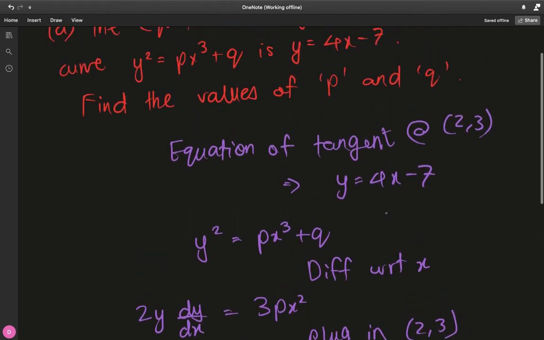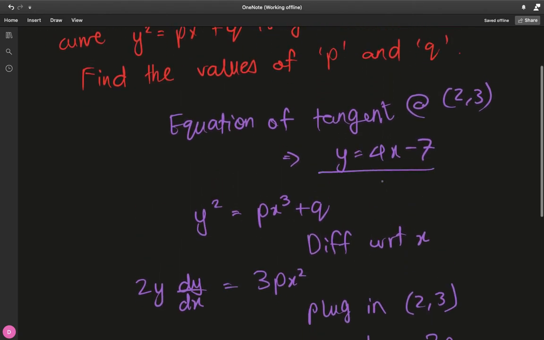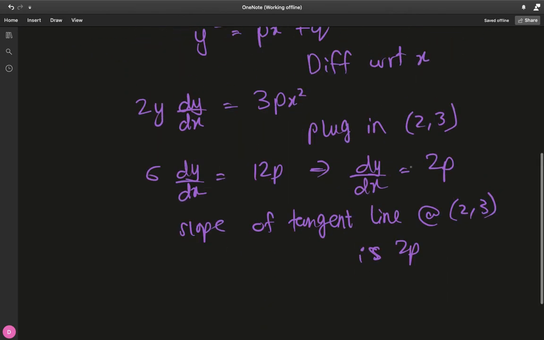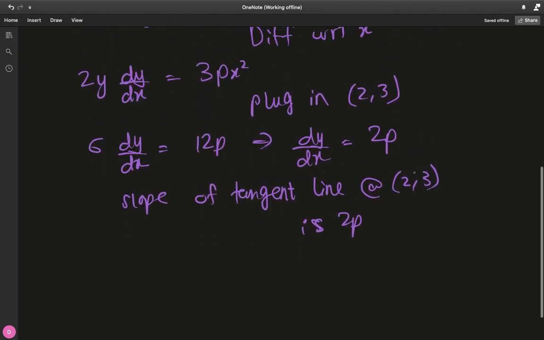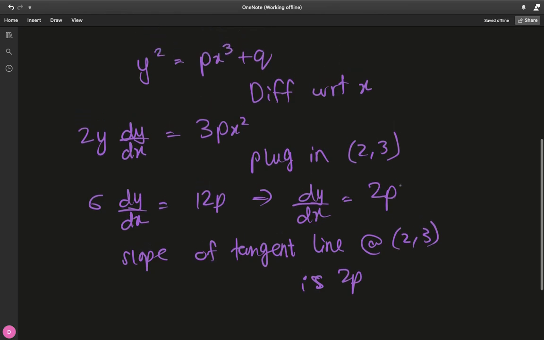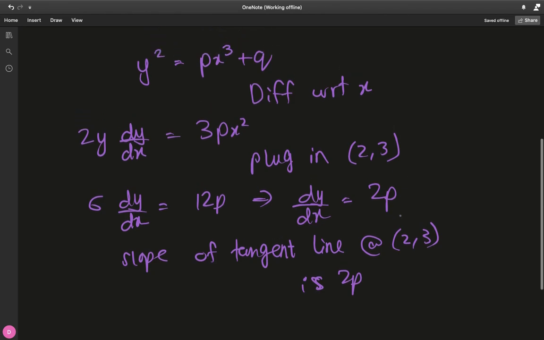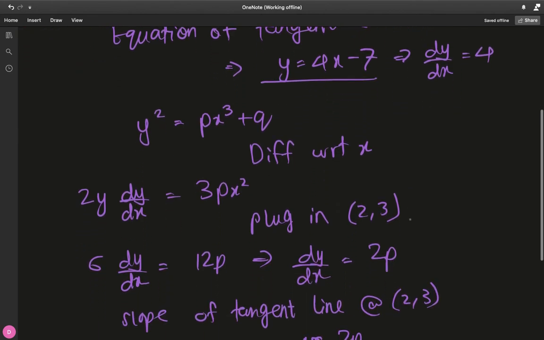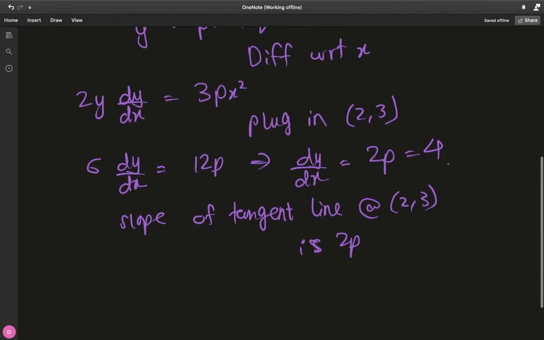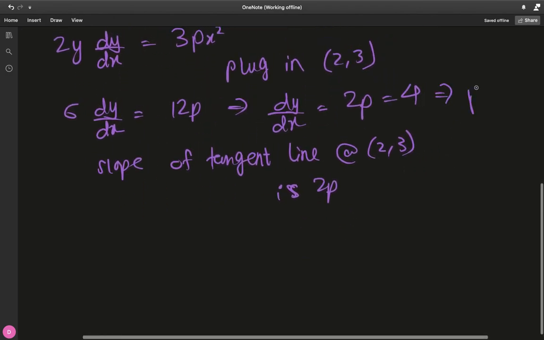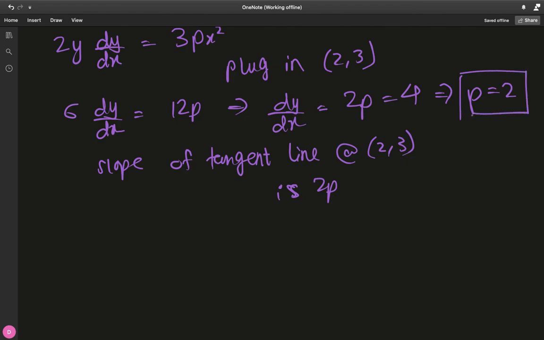But they've given us an equation of the tangent at (2, 3), so both of their slopes should match. So take the dy over dx of this, you just get 4. It's a linear equation. Since both tell us the slope of the tangent line at (2, 3), 2p must equal 4, right? Because both of them are representing the same thing. So this means that p is equal to 2.